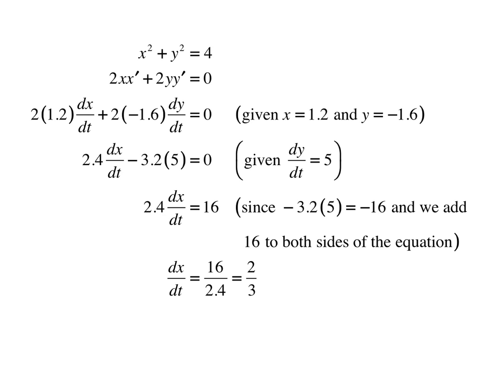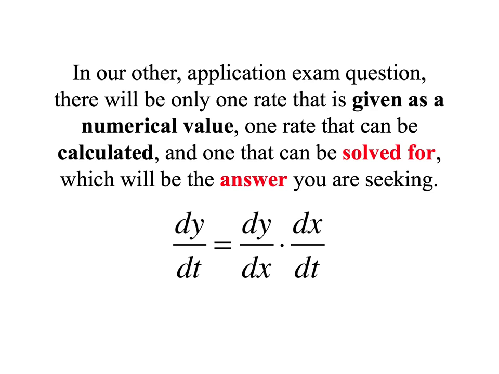And then we add 16 to both sides, so we have 2.4 times dx/dt is equal to 16. And then we divide both sides by 2.4 to clear the 2.4 over here, and that gives us dx/dt is equal to 16 over 2.4, which reduces to 2/3. So that is the answer. dx/dt is 2/3.